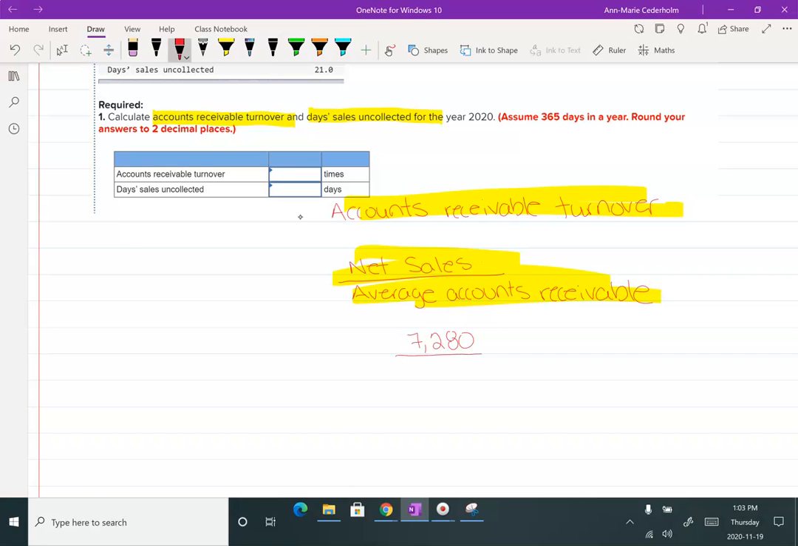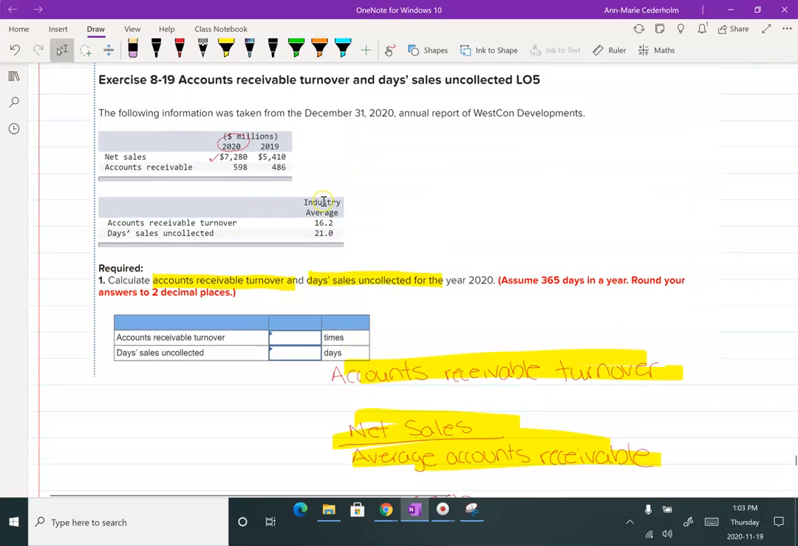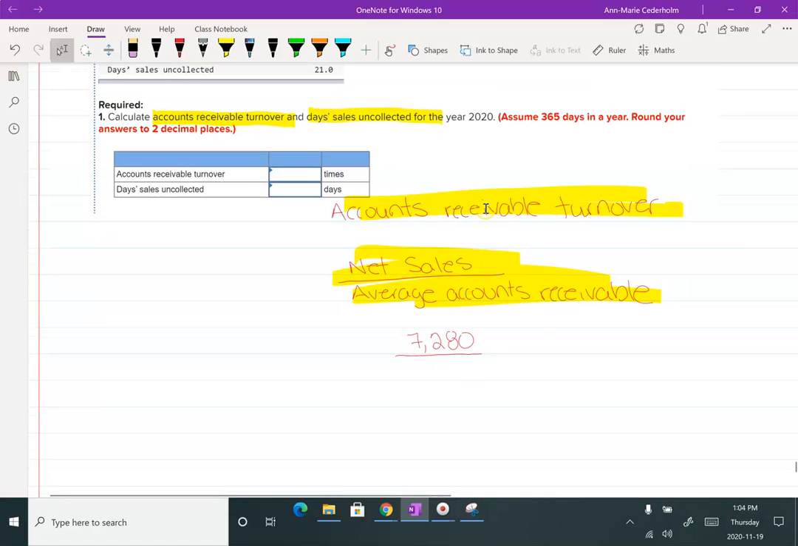And now when they say average accounts receivable, what they really mean is they want the average between both these years. So all we're going to do is take our 598 and add the previous year, 486, and then just take an average. So divide those by 2. So then I'll have 7280 in net sales. And then if you take 598 plus 486 and then divide that by 2, the average is 542.